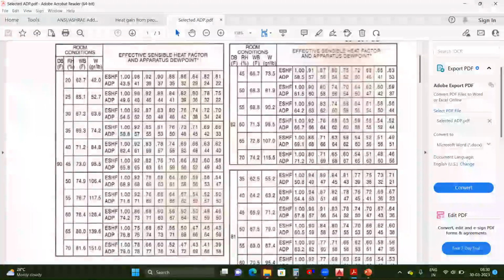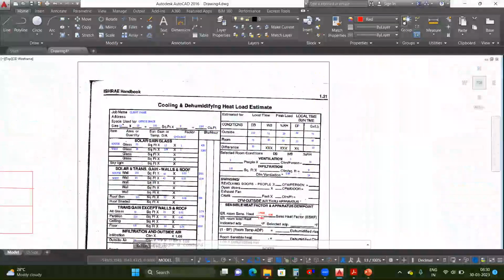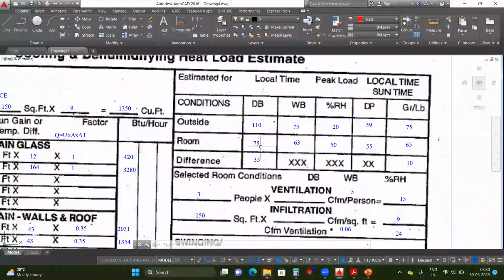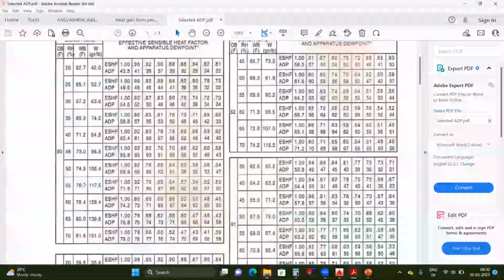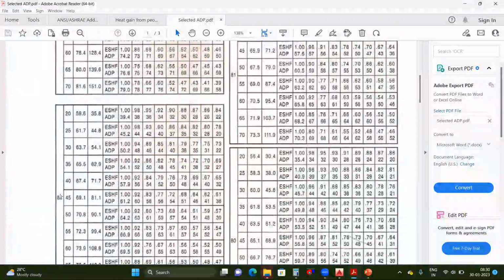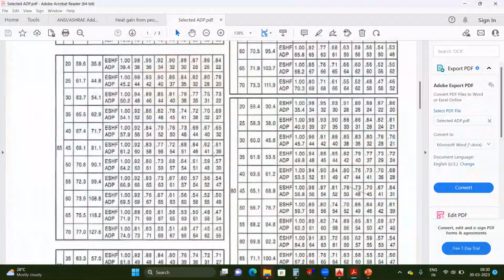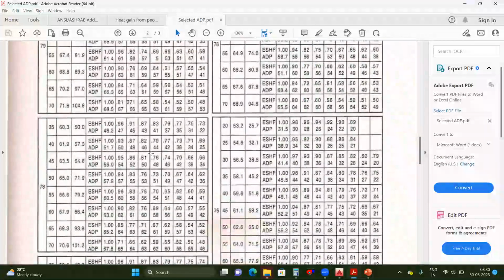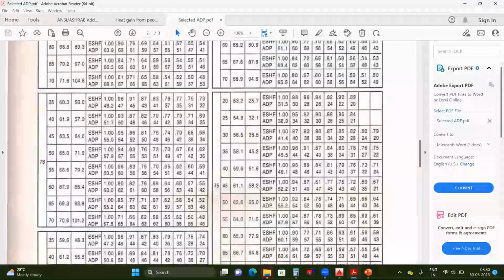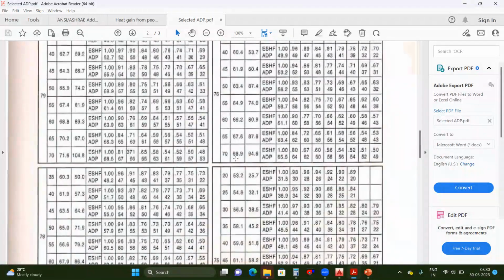So what is the room dry bulb condition? It is 75 and RH is 50. So I will select that. So room dry bulb is 75. So here it is 85, 81. So it is very high. I will go to 75. So this is the room dry bulb 75. So we can select in this chart.